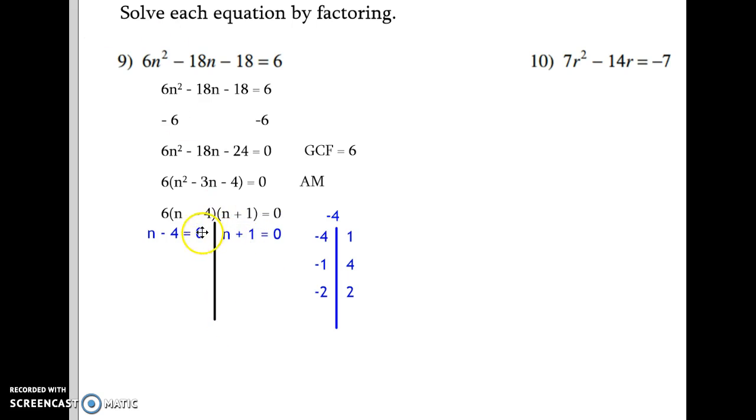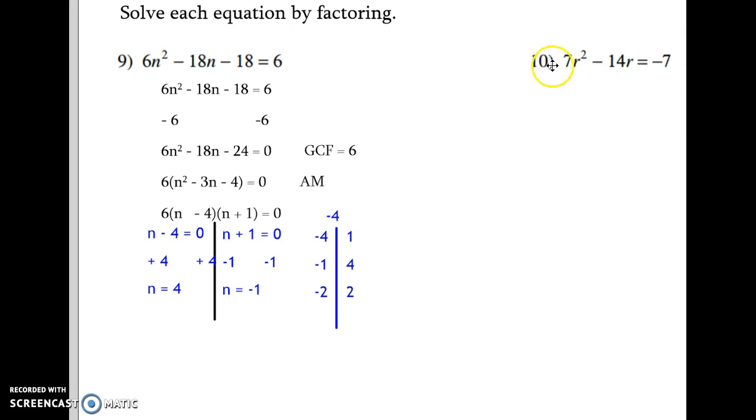So I'm going to solve both sides. I'll add 4 to this side. I'll add 4 to this side. And I'll get n could be equal to 4. It's a possibility. Same thing here. I'm going to subtract 1 from both sides, -1 and -1. So I'll get n is equal to -1. So I have 2 different possibilities.